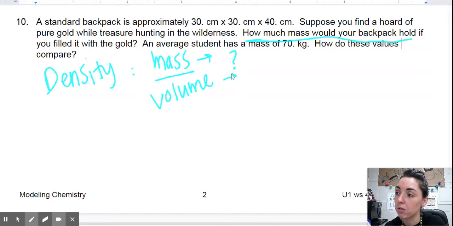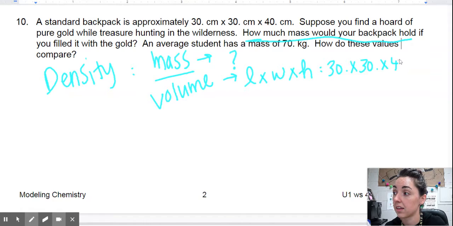Now, volume I don't have, but I do know that volume equals length times width times height. And I do have a length, a width, and a height. So I can do 30 times 30 times 40. That's all centimeters. So it should end up being centimeters cubed. So let's get that volume.